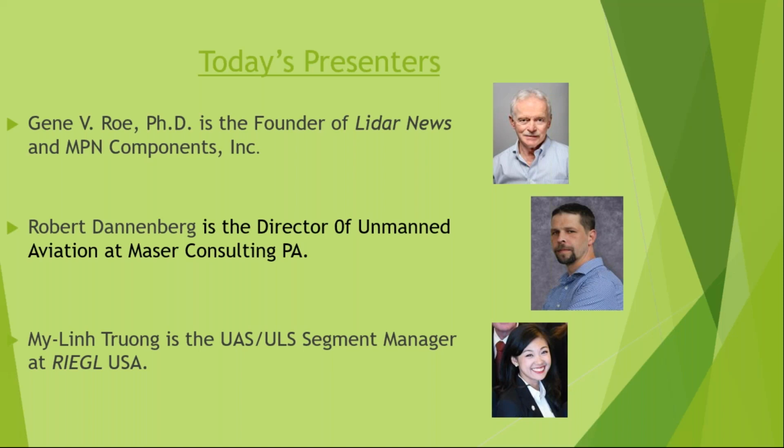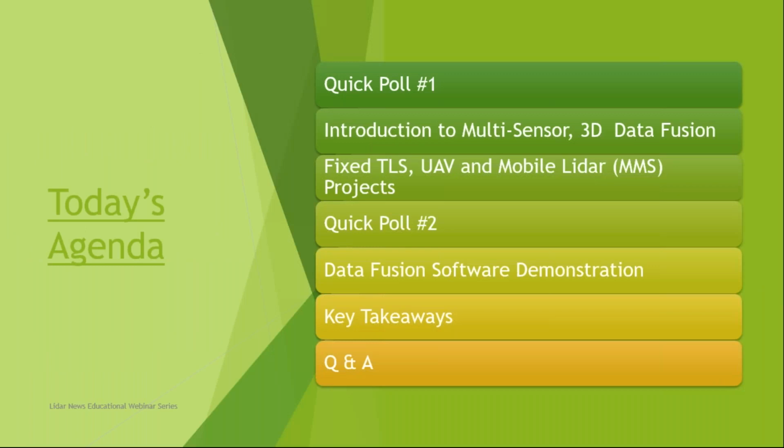We will have two short polls. I will introduce some of the key issues involving multi-sensor 3D data fusion, with an emphasis on mobile mapping systems, which generally can include both manned, such as on a vehicle, or unmanned, such as a drone-based platform. Rob Dannenberg is going to provide a more in-depth presentation of the real-world issues he and his team have encountered in the practical application of multi-sensor data fusion on two interesting projects. Mylin Trong has recorded a video demonstrating the use of Regal's Rye Process software to process multi-sensor LiDAR data, which she will narrate. And then we'll wrap things up with our key takeaways, followed by, I think we'll have at least 10 to 15 minutes left over for questions.